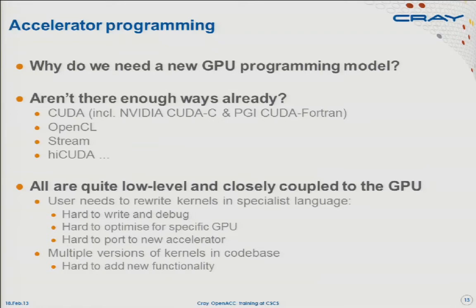Why do we need a new GPU programming model? We've got CUDA. You can do CUDA with C. You can do CUDA with Fortran, with the PGI compiler. You can do OpenCL. You can do Stream on AMD hardware. There's HiCUDA. There's all sorts of different GPU programming languages. Why, are there not enough already? All of these are quite low level, and they're closely coupled to the GPU. You have to rewrite your kernels in a specialist language.